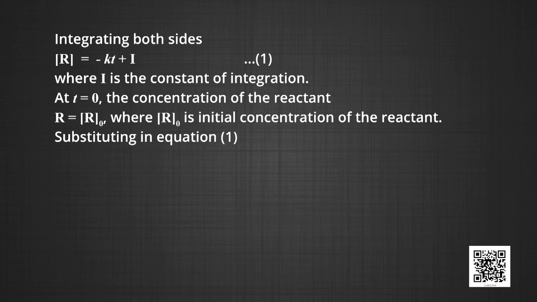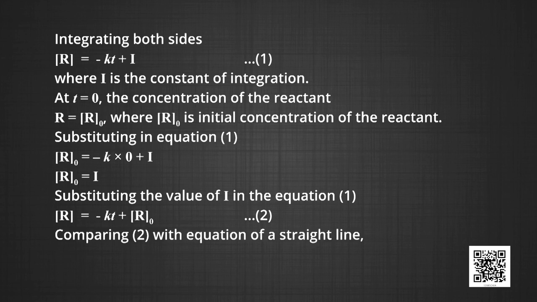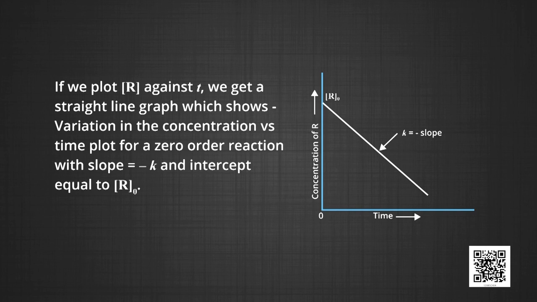Now, substituting this value in equation 1, [R]0 equals minus k into 0 plus I. Therefore, [R]0 equals I. This way we get the value for the integration constant. Now, substituting this in the equation, [R] equals minus kt plus [R]0. Comparing equation 2 with the straight line equation, y equals mx plus c, if we plot the graph between molar concentration of R against time t, we get a straight line graph, and that shows the variation in the concentration versus time plot for a zero order reaction, with slope equal to minus k and intercept equal to [R]0.